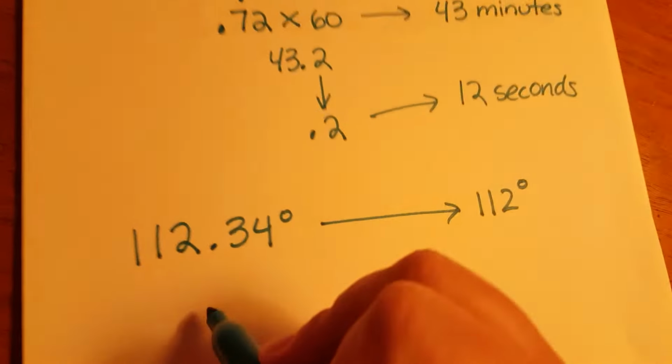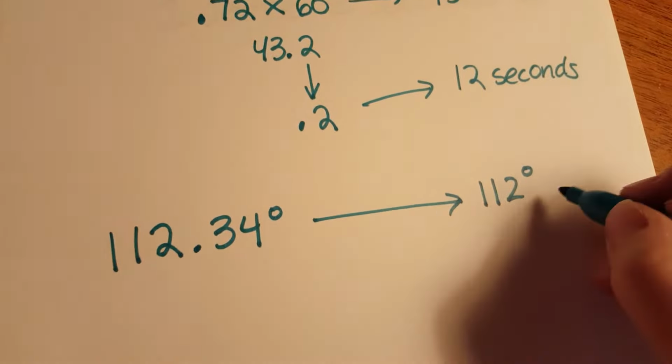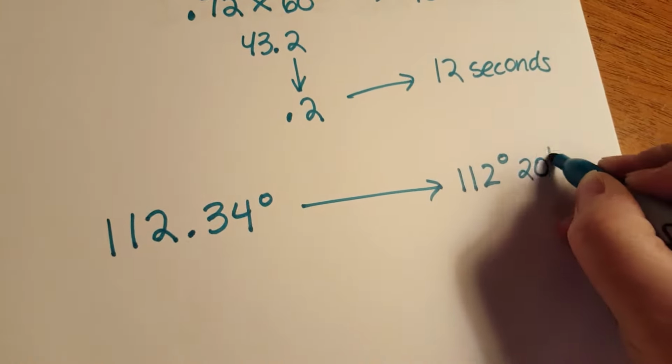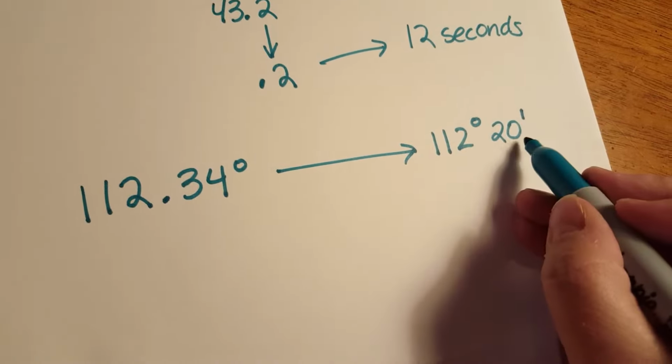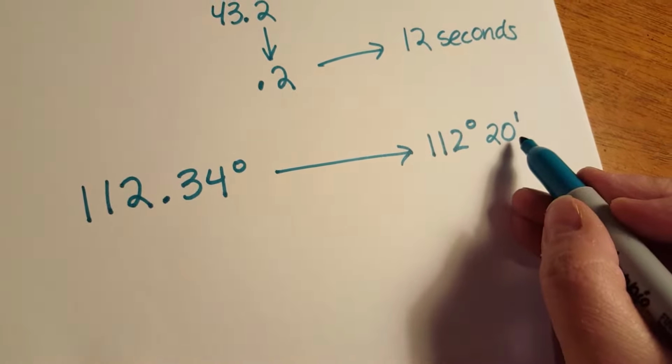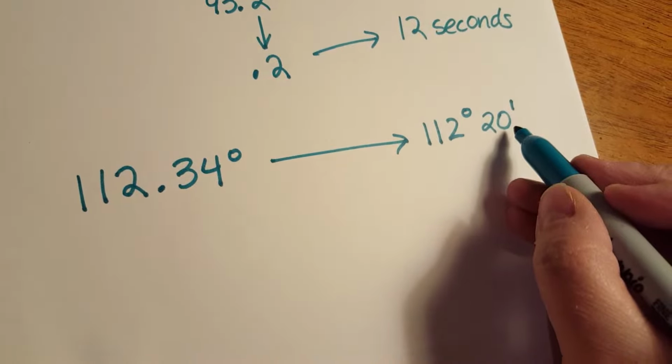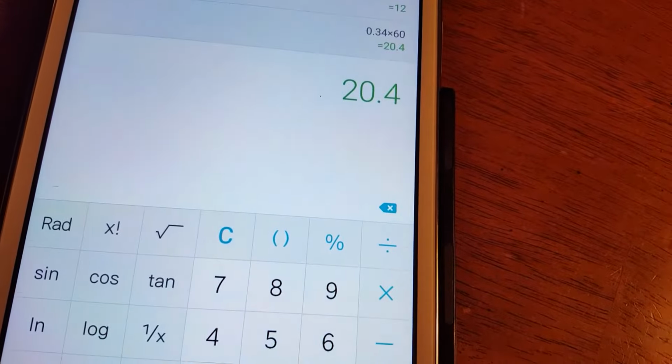And that's 20.4 minutes. Okay, 20.4 is the number of minutes. I'm not going to go ahead and write that 0.4 though, because I can still change that into seconds. So I'm going to go back here. It was 20.4, remember? And I'm just going to do 0.4.